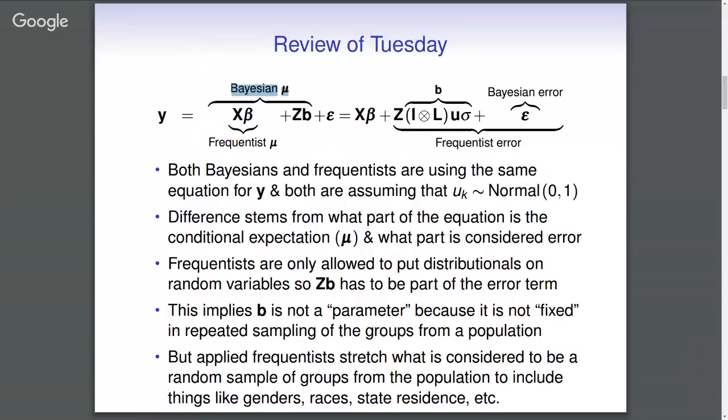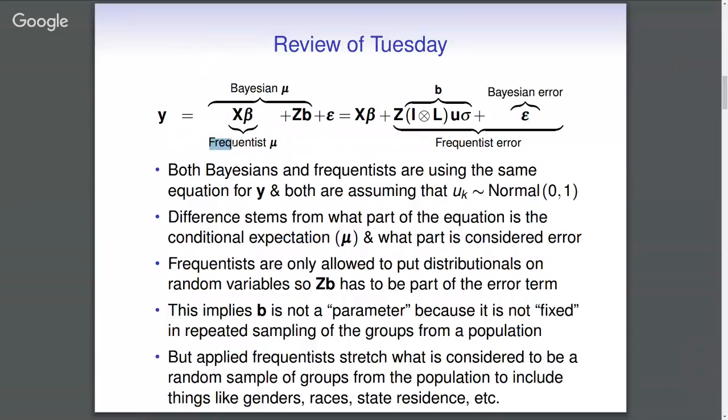So all of you live in New York, I presume. Maybe some of you live in New Jersey. You're going to have a state-specific shift to that, and that applies for all of the states that you have data on. And so for Bayesians, the error term, the other part of the decomposition of Y, is just these epsilons, which, conditional on the X's and conditional on the Z's, are assumed to be independent of each other, and they have mean 0 and some standard deviation sigma.